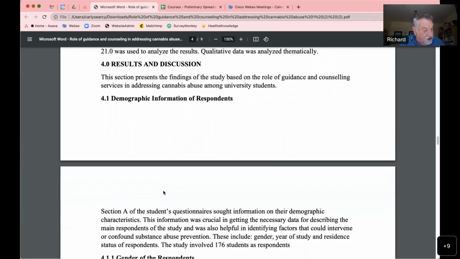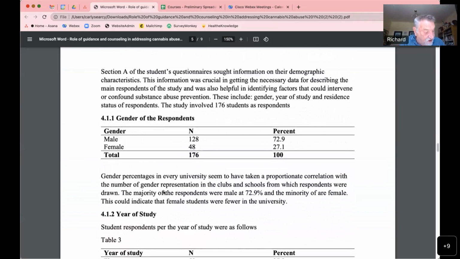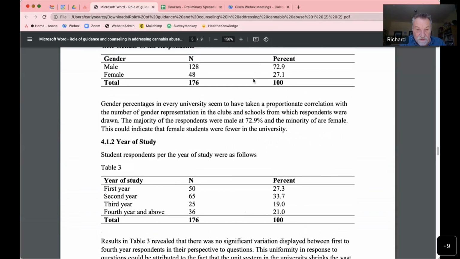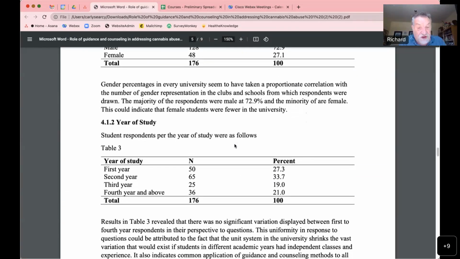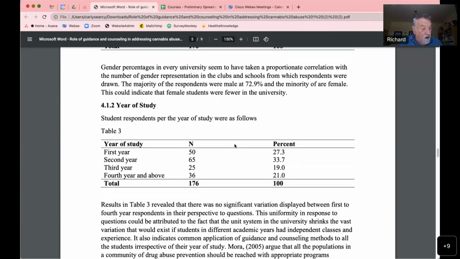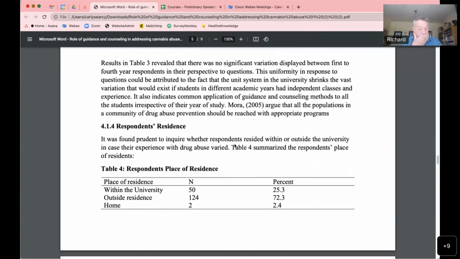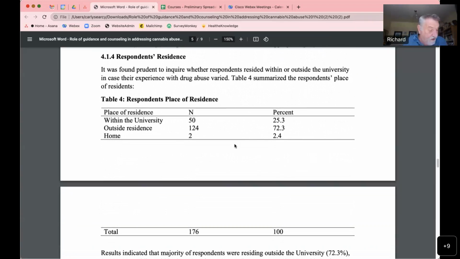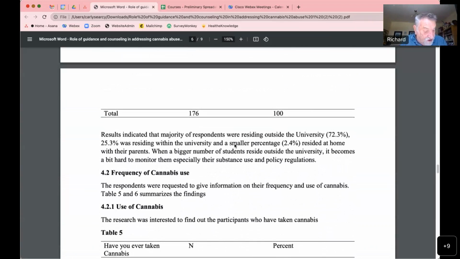You've looked at gender, you've looked at the years of study, both of which were interesting, because again, there's the male predominance. Year of study is interesting, and a lot of research using students doesn't necessarily look at that, so I'm glad you've chosen that. You've got where people live, and that again is interesting, because it does make a difference whether they live at home, outside the university, or within the university. And then you've got the frequency of cannabis use.